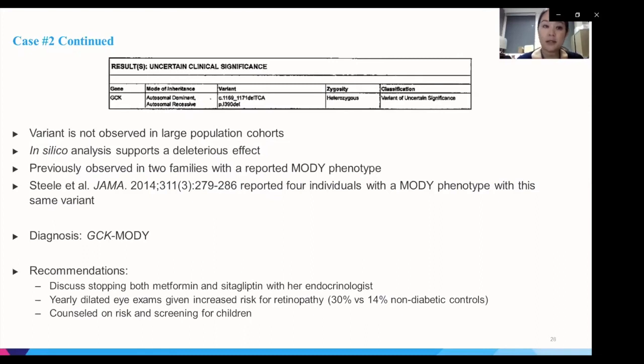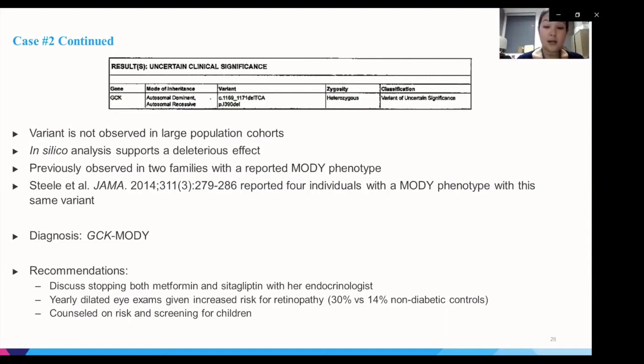And so my recommendations to her were to discuss with her endocrinologist about stopping metformin and sitagliptin, because we know in GCK MODY patients that regardless of the therapeutics they're on, their A1C is going to remain unchanged. And they also have a very low risk for end organ damage seen in typical type 2 diabetics, for example, neuropathy and nephropathy. The one exception, though, is retinopathy.